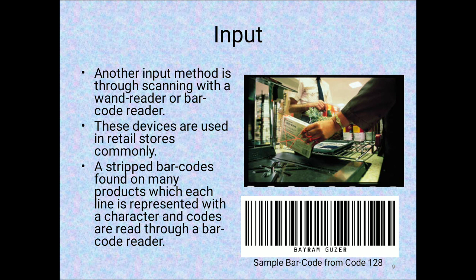And the barcode reader: a barcode strip is found on many products, where each line represents a character, and the codes are read through a barcode reader. Each line has a code with a number, which can be used for getting detailed information about the product, and it is read by the barcode reader.